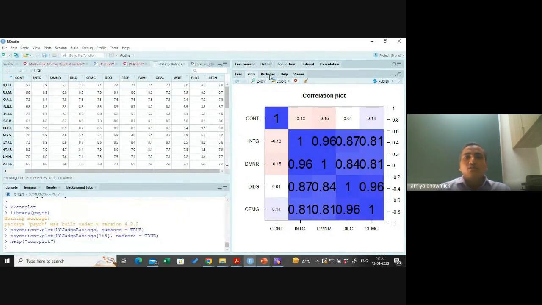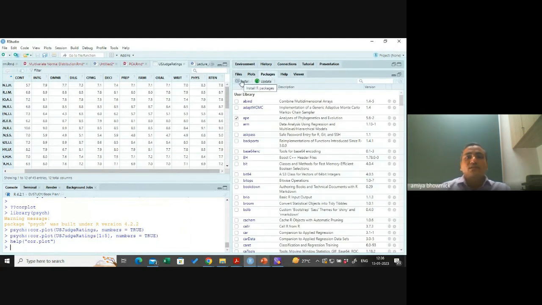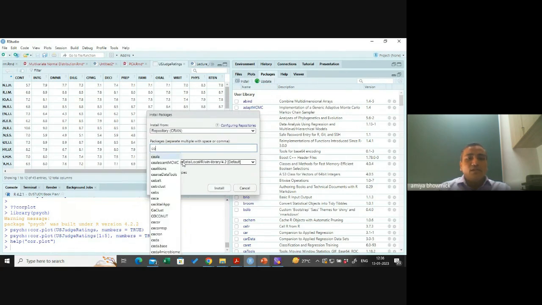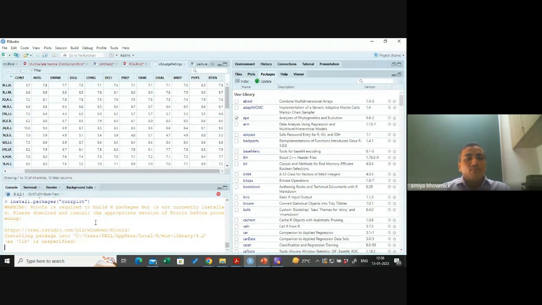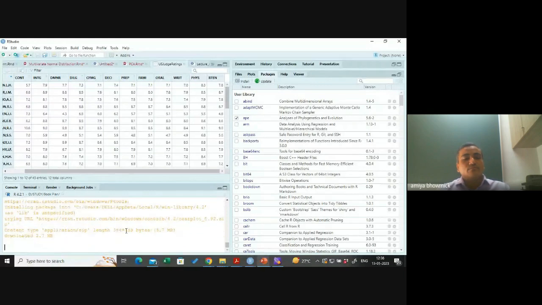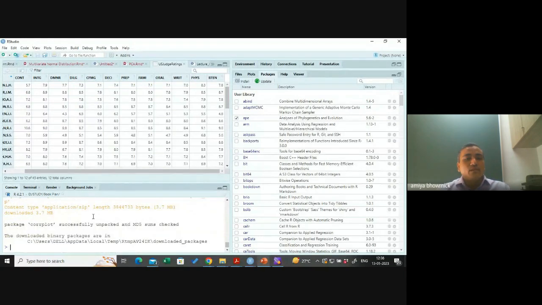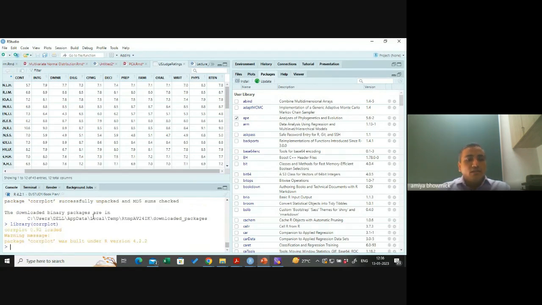If it is not there, what do you do? You have to go to the packages and install it. Corrplot is there, so install. Right, so library corrplot is now loaded.